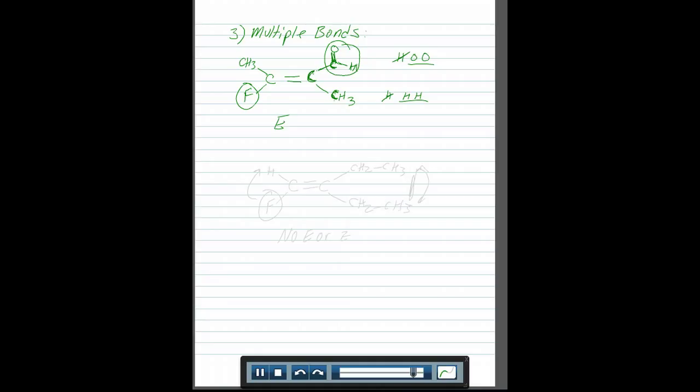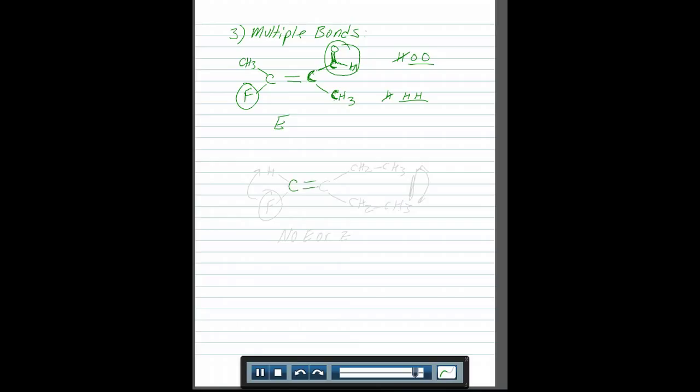Okay? So, look at the homework, do the practice problems. There's a lot of other possibilities, but pretty much these are the rules. You just keep going until you have a difference. If you keep going and you don't have a difference, then you don't have E or Z. The molecule will not have a cis or trans conformation to it.